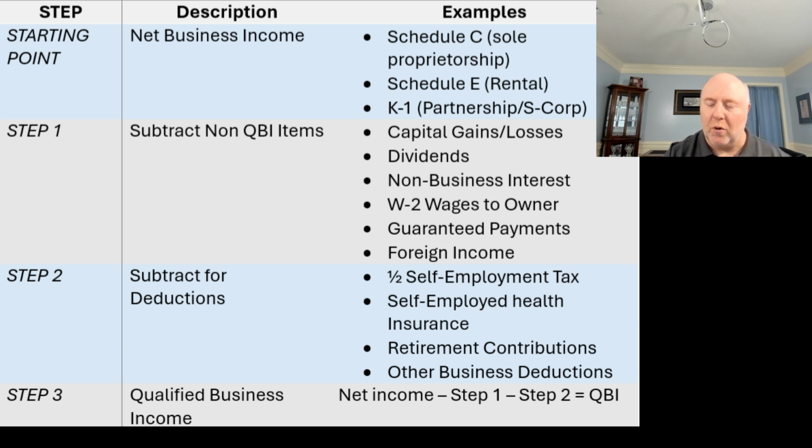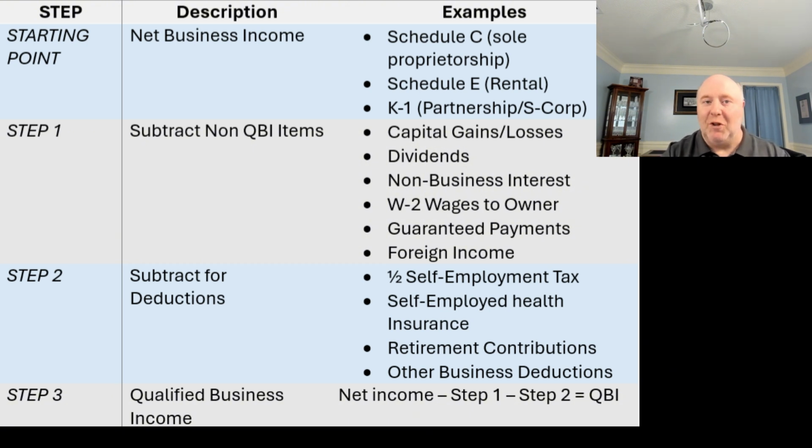Okay, so to an owner is different. Later on, we're going to see what happens if you're paying W-2 wages to other individuals, but this is to the owner. And remember, partners don't necessarily get those W-2 wages. What they get is guaranteed payments, right? So we would treat guaranteed payments the same way. We would deduct those. We deduct foreign income. All of that is going to be subtracted out of our net business income, okay? On the table that I created, that's going to be called Step 1.